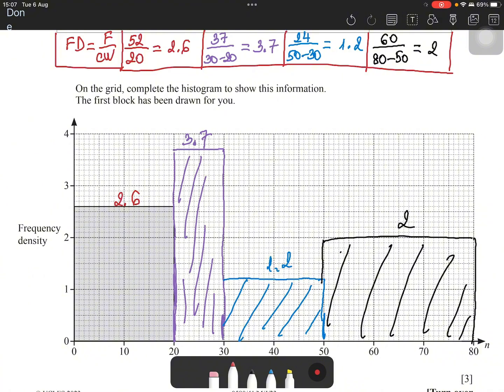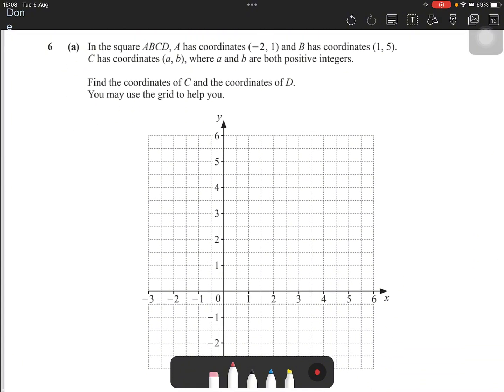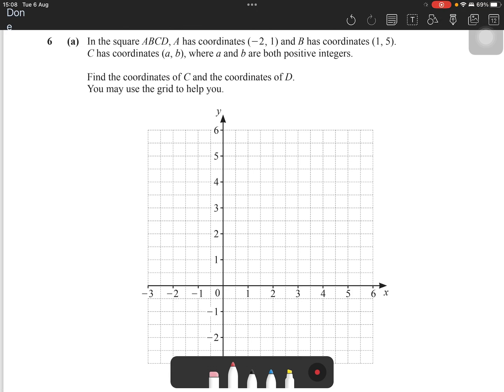And that's it for question 5. Question 6. In the square ABCD, A has coordinates (-2, 1). (-2, 1) is here. This is the point A. And B has coordinates (1, 5). (1, 5) is here. This is the point B.